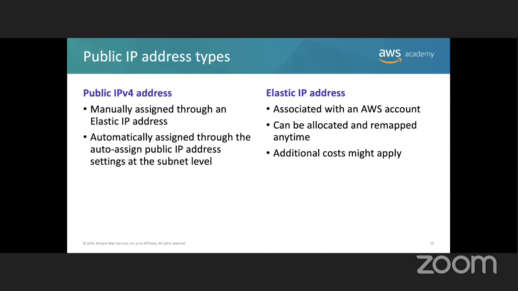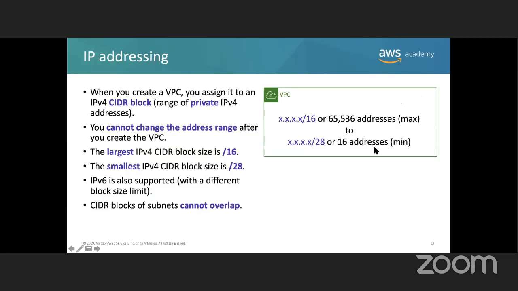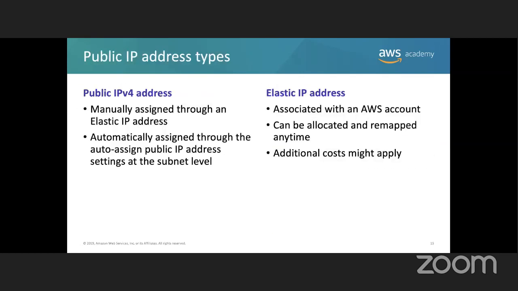IPv4 IP address types. You have public IPv4 and elastic IP. We spoke about elastic IP on Wednesday. We said that that's an IP that will always remain there. When you stop an EC2 instance, automatically when you start it, you're gonna be assigned a new one. That always happens. The only way that you can keep the same IP address is by attaching or associating an elastic IP. That's the only way.